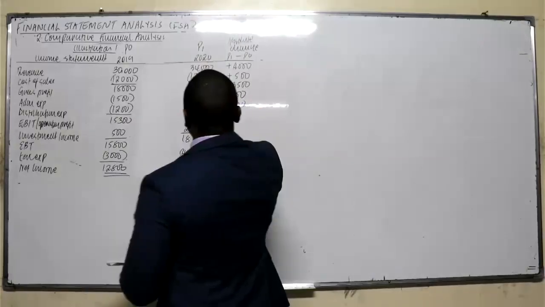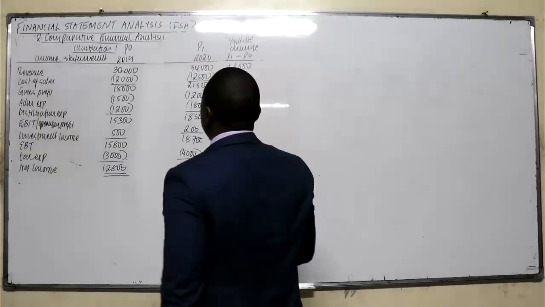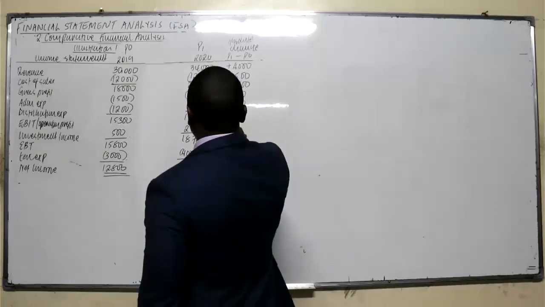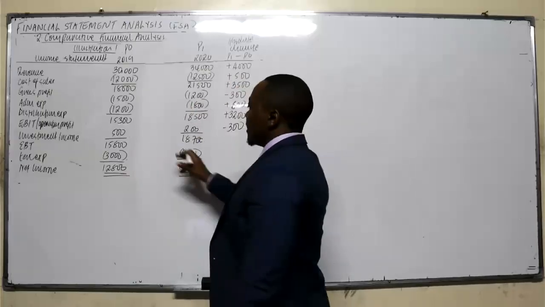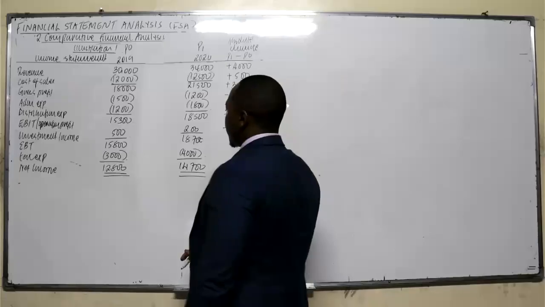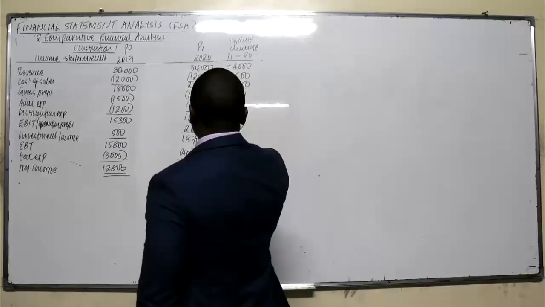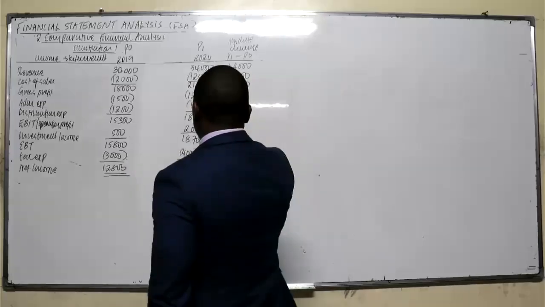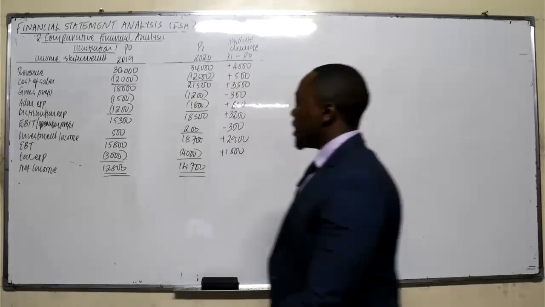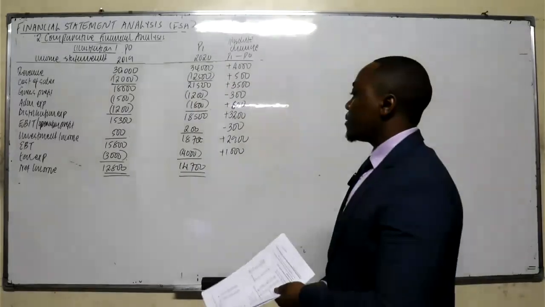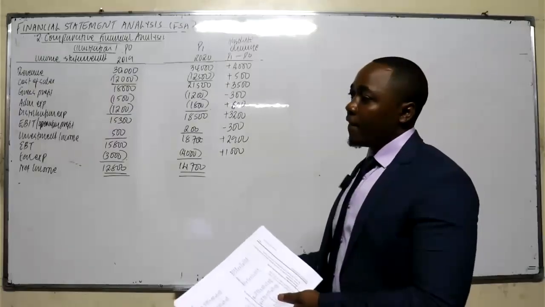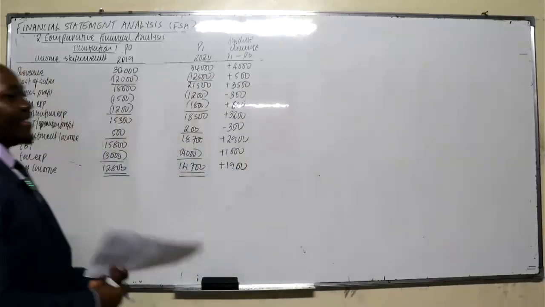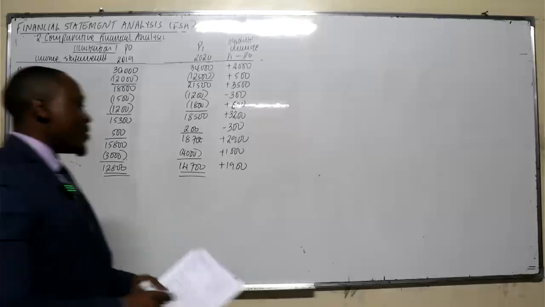An increase by 2. An increase by how much? Is it 2900? 3 to 4, an increase by? What about the profitability? An increase by how much? Is it 1900? Confirm. Is it 1900? Yes, 1900. Good.